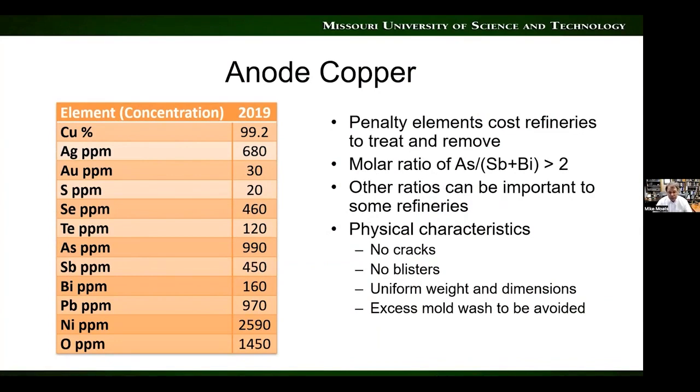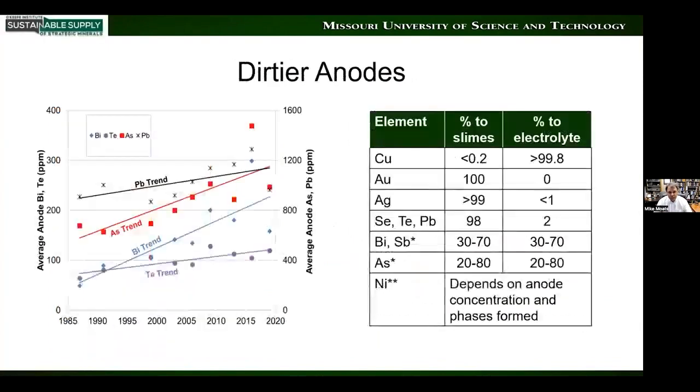In general, anodes are also sold based on physical characteristics. Refineries want no cracks, no blisters. These are bubbles on the surface of the anode. We want anodes to have uniform weights and dimensions, which improve the processing and allow for more efficiencies during the processing of the copper anodes. Also, when you're doing casting of anodes, we apply a mold wash to allow the anode to pop out of the mold, and we want to avoid excess mold wash.